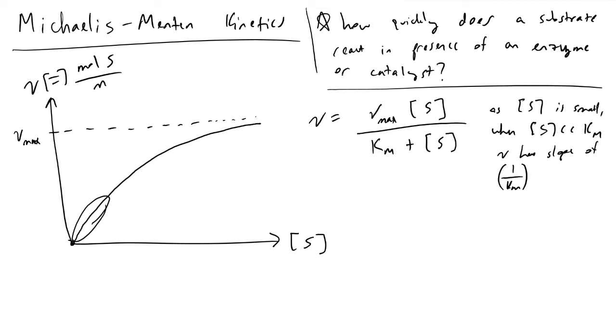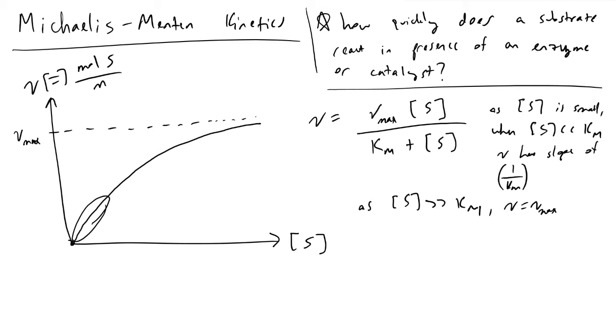Now, looking at the terminal end of our plot, what we're finding is that as we continue to increase S, as S becomes much larger than K sub M, V equals Vmax, which is what we would intuitively expect given the finite number of active sites.